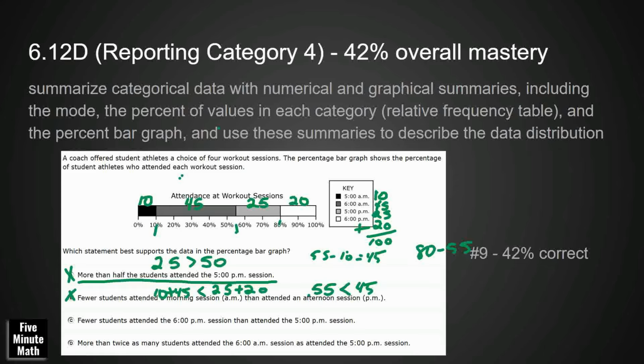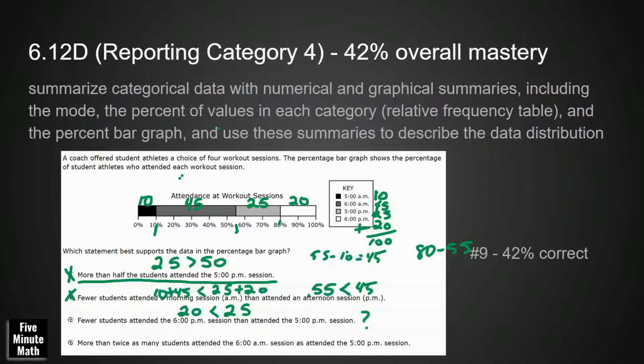Fewer students attended the 6 p.m. session. Okay, 6 p.m. is 20. That is fewer than the 5 p.m. What is my 5 p.m.? That's 25. All right, you know what? 20 does look like less than 25. Okay, so let's hold on that.